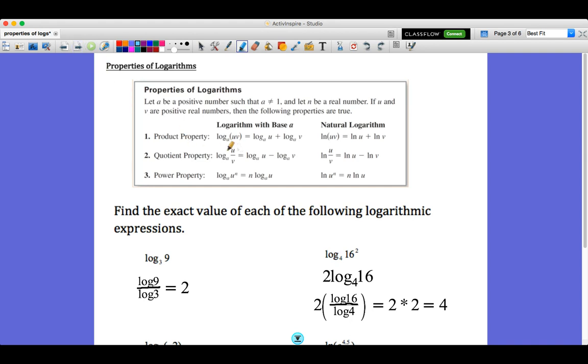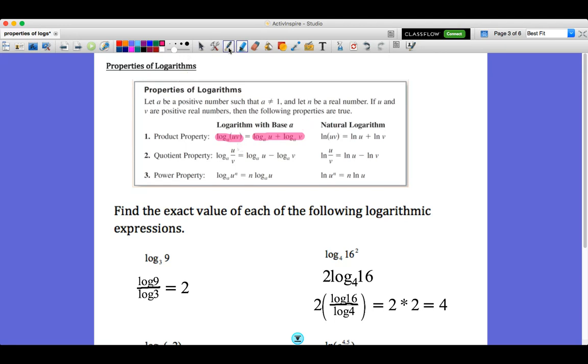So product property is just telling us if we start out with multiplication. So if we start out with log A of u times b, we break it up into 2 logs. So log A of u plus log A of b. So it's just telling us if it starts out multiplying, we break it into addition.